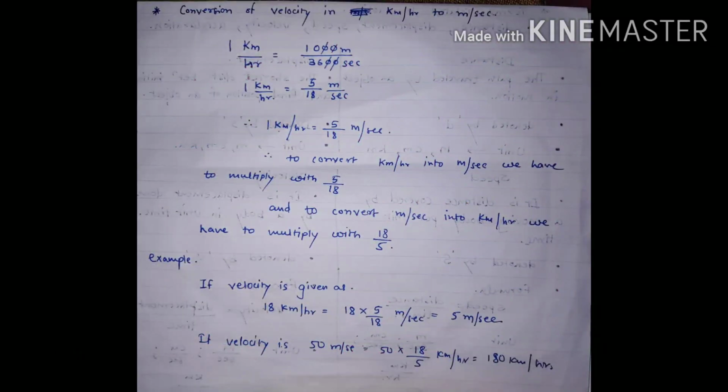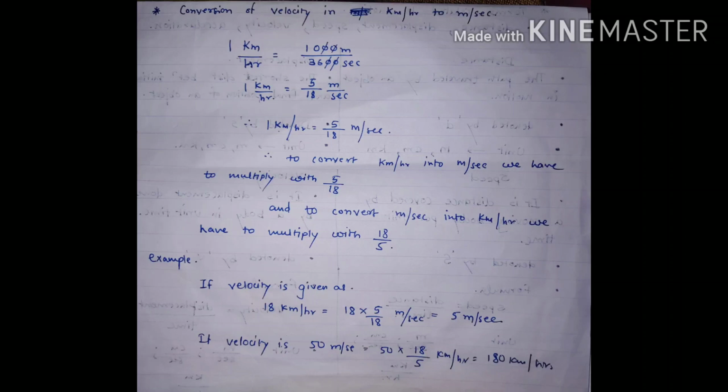While solving the problems of motion, we come across a difficulty of converting the velocities which are given in kilometer per hour to meter per second, and vice versa. That is, if the velocities are given in meter per second, we also have to convert them into kilometer per hour. The commercially used unit of velocity or speed is kilometer per hour, and the scientific unit, that is the SI unit of velocity or speed, is meter per second.